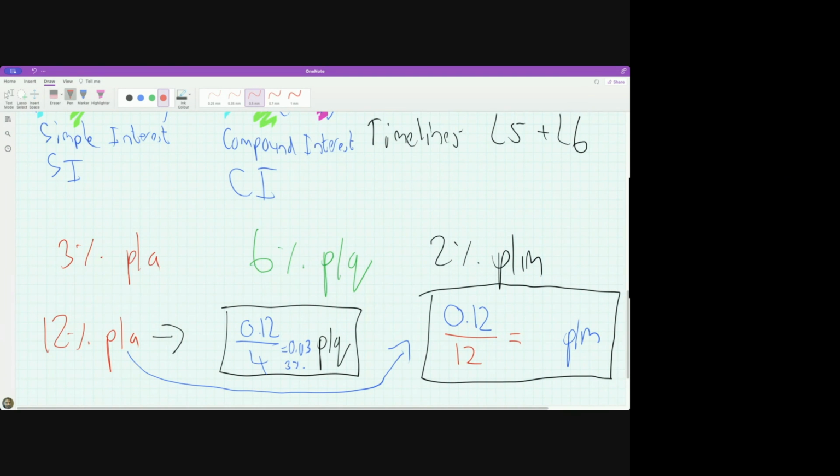I'm going to take out my calculator just in case I'm having a moment. And 0.12 divided by 12, I think it's going to come up as 1 out of 100 or 0.01, which is the same as 1% per month. So 12% per year converts to 1% interest per month. So it's important that we start to get comfortable with that.